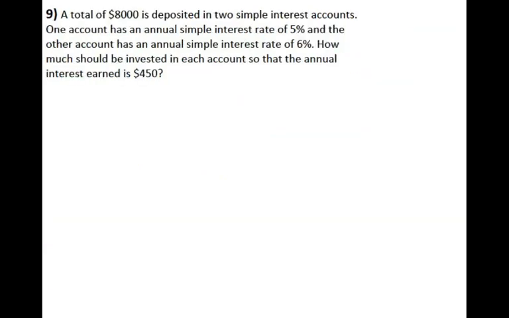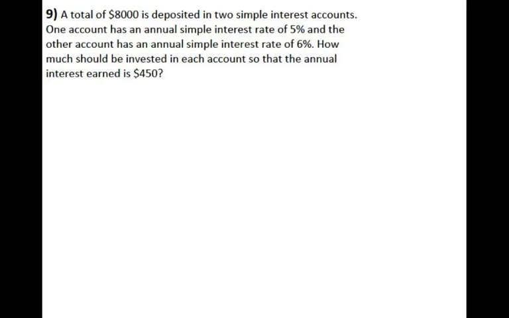Number 9, a total of $8,000 is deposited into 2 simple interest accounts. One account has an annual simple interest rate of 5%. The other account has an annual simple interest rate of 6%. How much should be invested in each account so that the annual interest is $450?